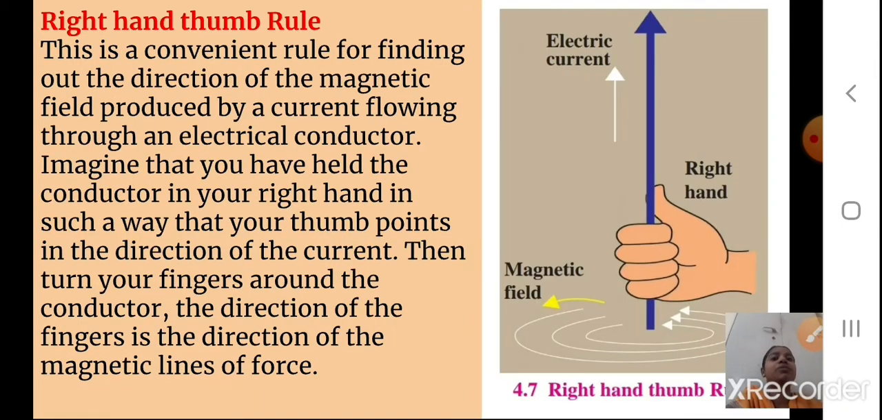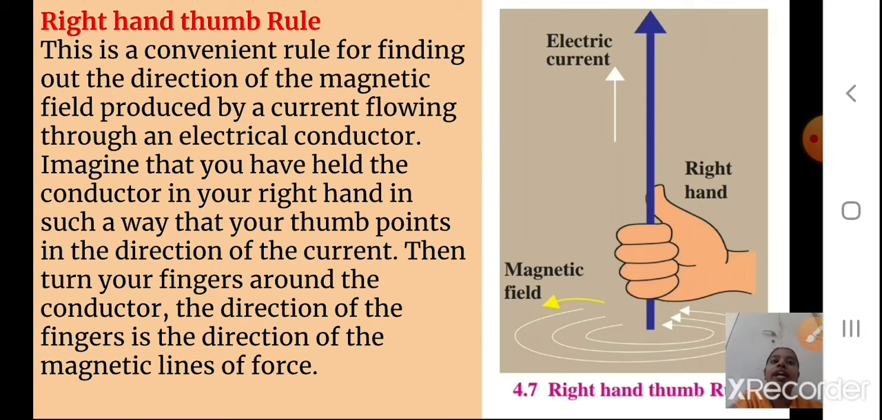So next we are going to study the right hand thumb rule. Now what is this right hand thumb rule, students? We will see that. This is a convenient rule for finding out the direction of the magnetic field produced by a current flowing through an electrical conductor. What will this rule tell us? It is a convenient rule to find out the direction of magnetic field. We will find out the direction in which this magnetic field is acting, produced by the current. Yes, the magnetic field will be because of the current only, which will be flowing through the electrical conductor.